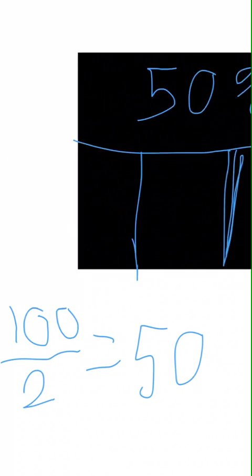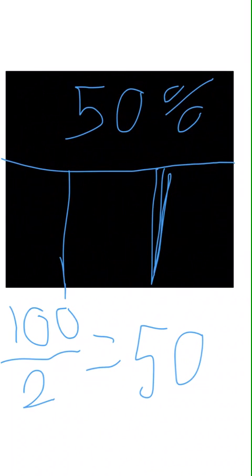To find out the tomatoes, we need to divide 100 by 2 because it is a half of the garden. So 100 divided by 2 equals 50, and there's 50% for the tomatoes.